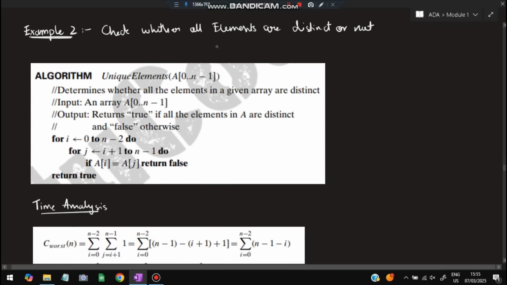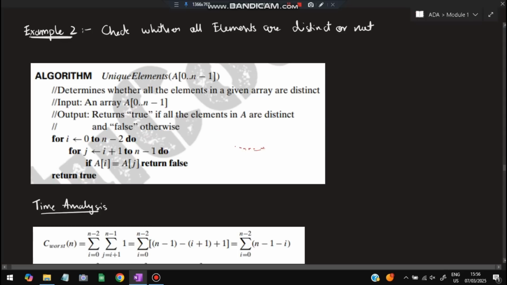Next example, they can ask, check whether all elements are distinct or not. It means you have to check each element with each element. Suppose we have 5 elements, 1 2 3 4 5. Each element is checked to see if it is distinct. One will be compared with 2, 3, 4 and 5. If it is different, then 2 will be compared with 3, 4 and 5, then 3 will be compared with 4 and 5, and 4 will be compared with 5. Each element is compared with each element and checked if it is distinct or not.